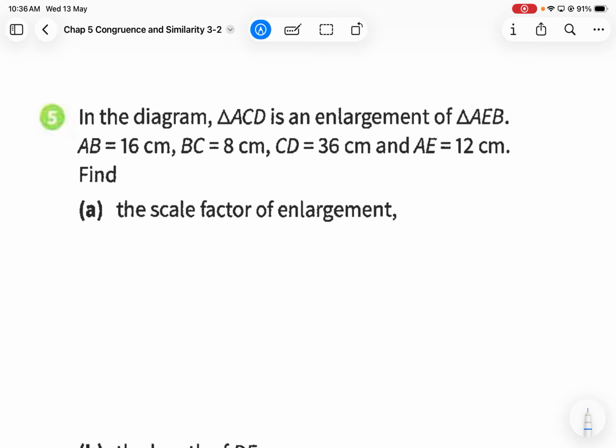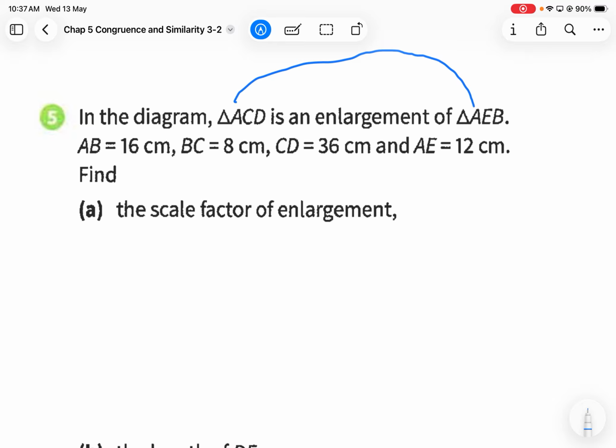In the diagram, ACD is an enlargement of AEB. Okay? So in this case, ACD is the image. This one is the original. When they say this sentence like that, but what is more important? Hello, listen. I told you before the naming is important. Okay? Not just the enlargement, but when they say ACD, enlargement of AEB, the placement of the letters is important.